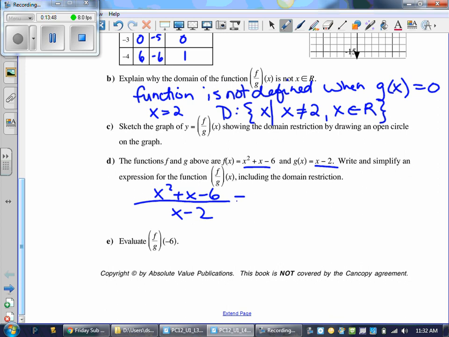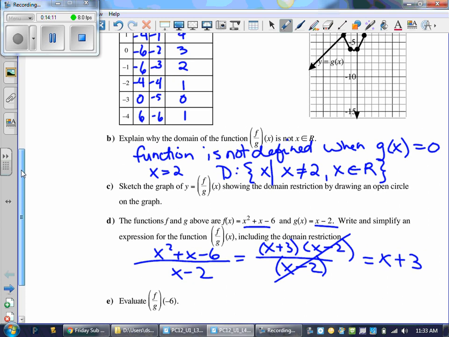Guess what you have to do first? Yep, factor. When you factor the top, you get that. There's your denominator, and now you know that you can cancel those two because we can cancel factors, and you end up with x plus 3. That is a straight line, the slope of 1, and goes through the y-axis at 3.